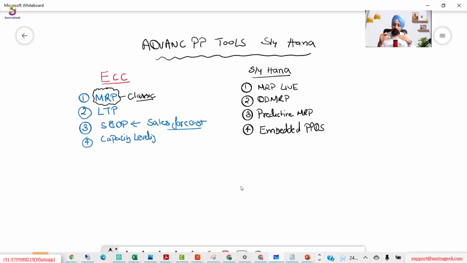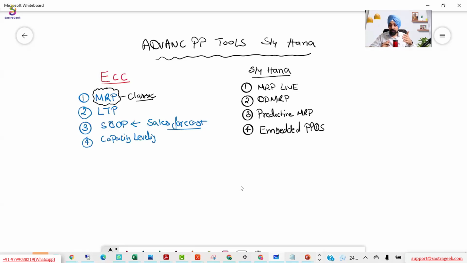With MRP Live, we're giving access to the people because it's running on the HANA database, which is our in-memory database. So we would be able to run multiple times. And then a lot of functionalities, which we'll talk about a little more later on, which were not there in MRP, would be available in MRP Live.